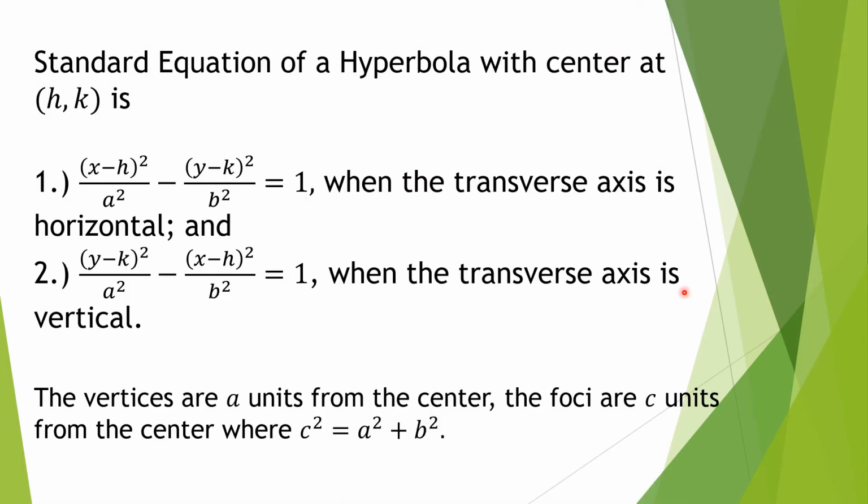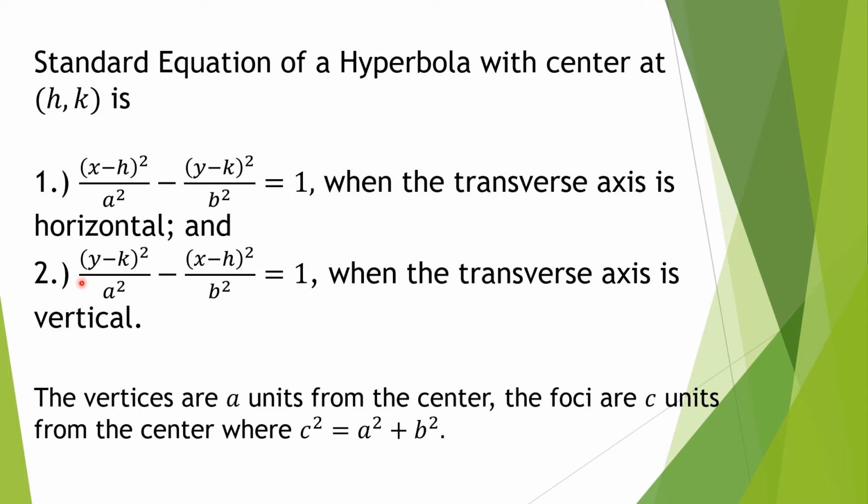Now we have here the standard equation of a hyperbola with center at (h, k): the quantity x minus h squared over a squared minus the quantity y minus k squared over b squared equals 1, when the transverse axis is horizontal. So the position of our hyperbola depends on the transverse axis. If our transverse axis is a horizontal line, this is our equation for the hyperbola.